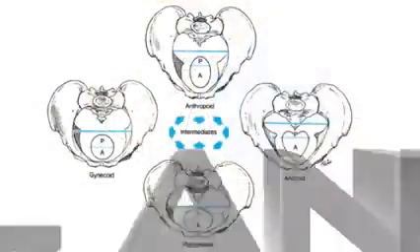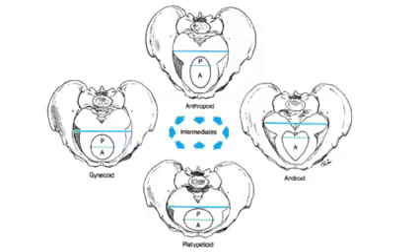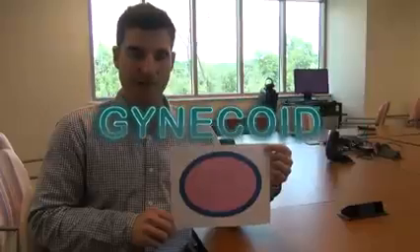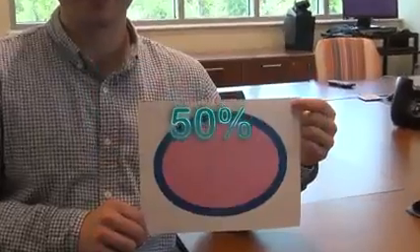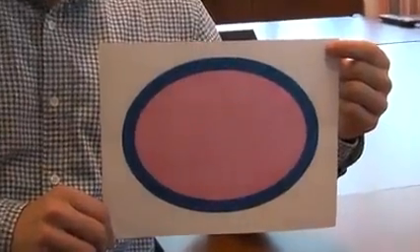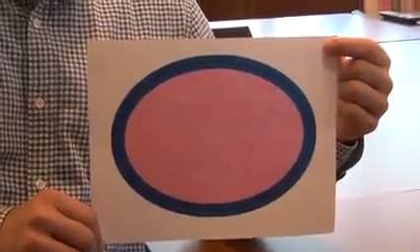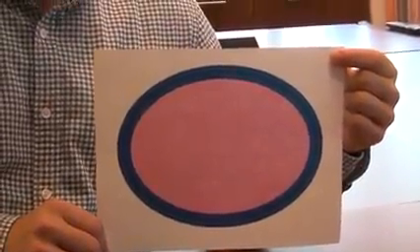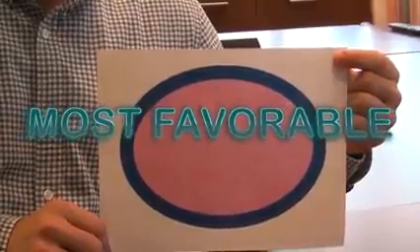In 1933, Caldwell and Malloy developed a classification system for the 4 basic female pelvic types. They are the gynecoid, android, anthropoid, and platypoid pelvic types. The gynecoid pelvis is the most common pelvic type, representing approximately 50% of all pelvic types. The gynecoid pelvis is round and spacious throughout and creates an overall cylindrical shape that favorably allows for the occipito-anterior rotation of the fetal head. This pelvic type is the most favorable for vaginal birth.